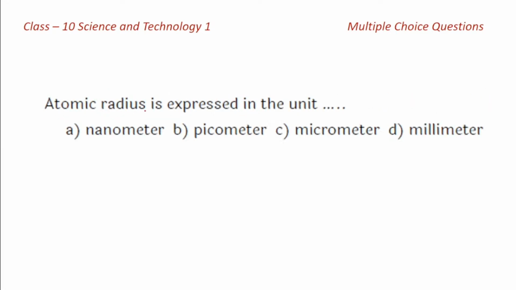Next question is atomic radius is expressed in the unit dot dot. Nanometer, picometer, micrometer, or millimeter. Correct answer is option A. Nanometer. Atomic radius is expressed in the unit nanometer.